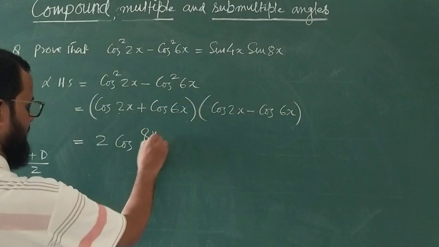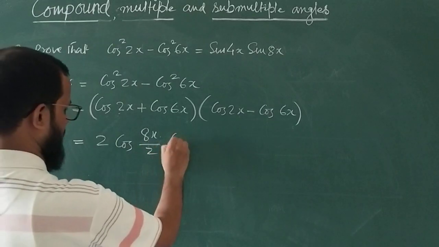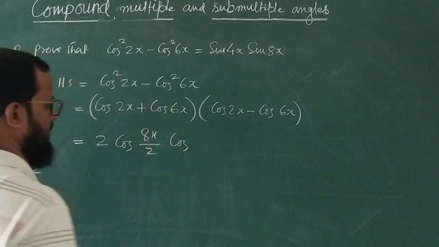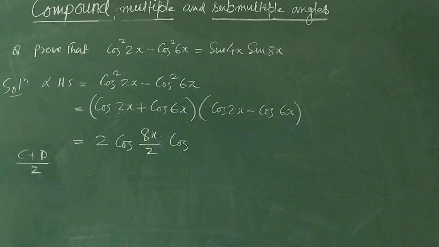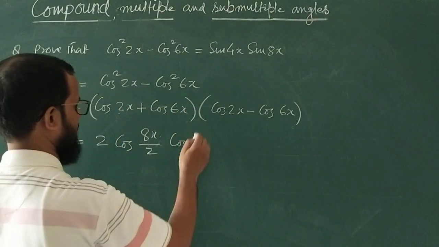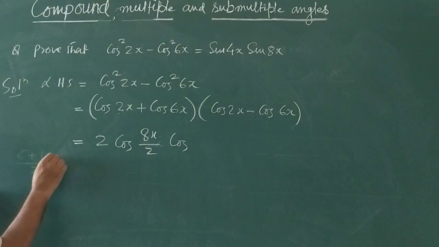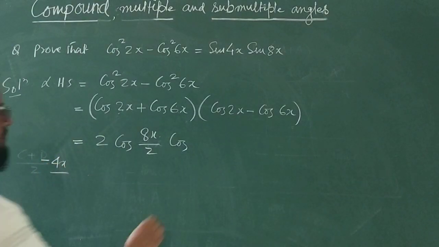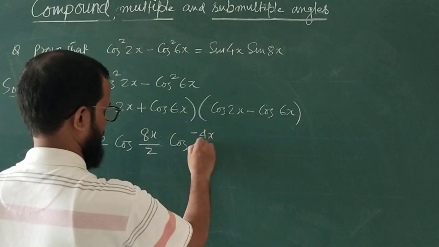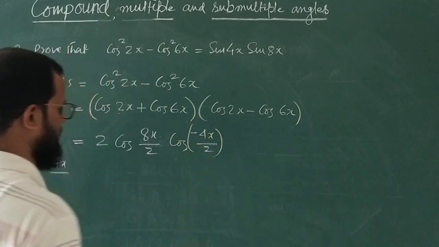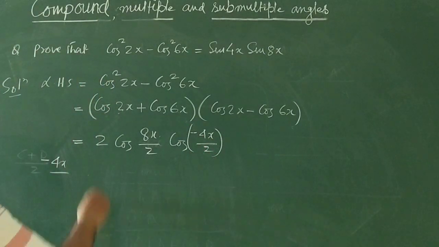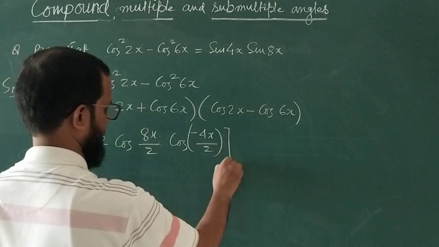So 8x by 2 and cos c minus d. Okay, c minus d means what, twice x minus 6x क्या होगा, minus 4x. Okay, so minus 4x by 2. Understood? This is one result. Okay, this is your first result.